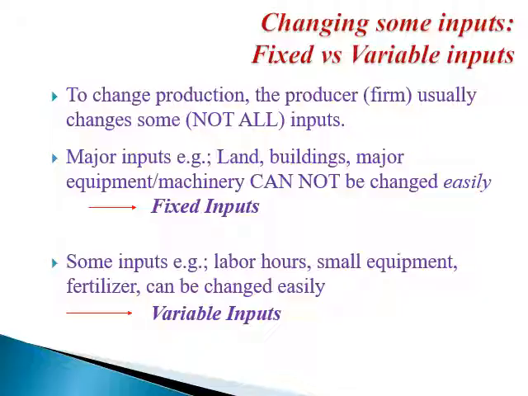The variable inputs are the types of inputs whose amounts I can change as a producer anytime I want, because it's so simple. I can hire a laborer anytime I want, I can increase the amount of labor in my farm anytime I want, I can buy fertilizers anytime I want, and so on.